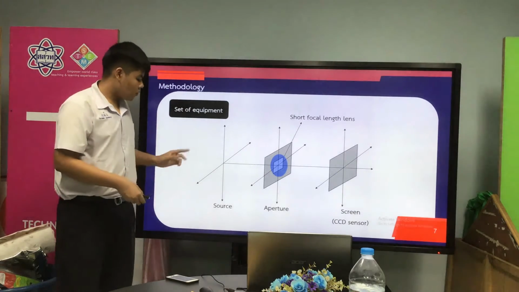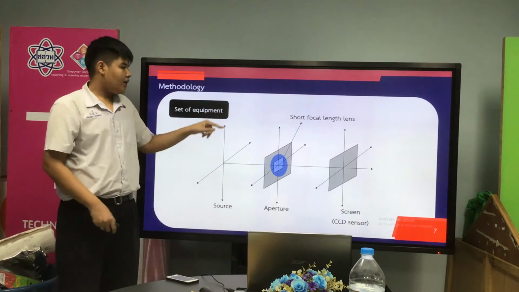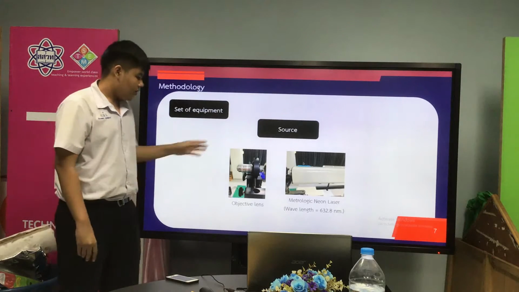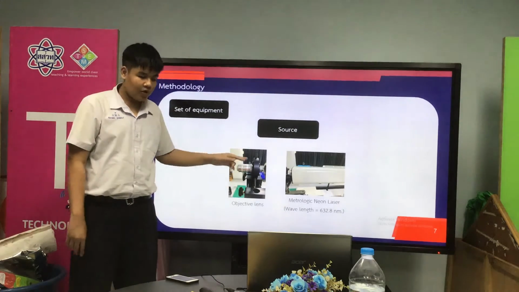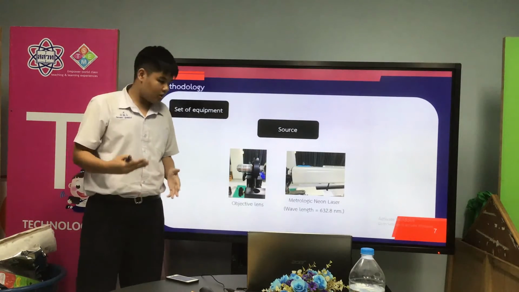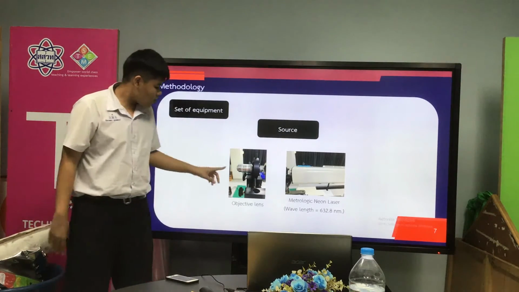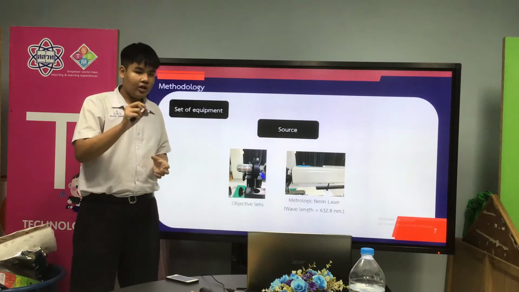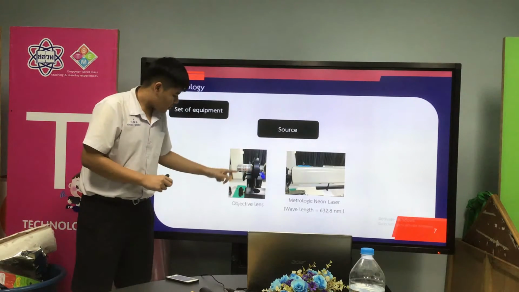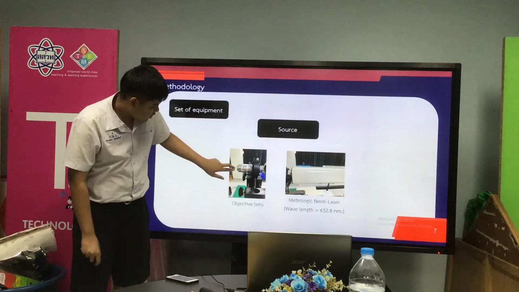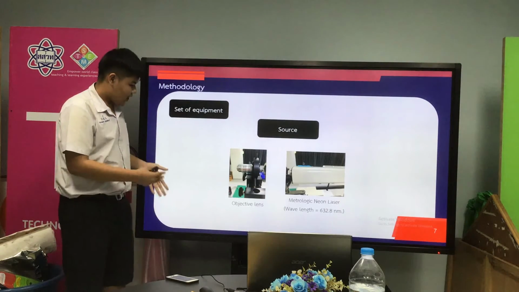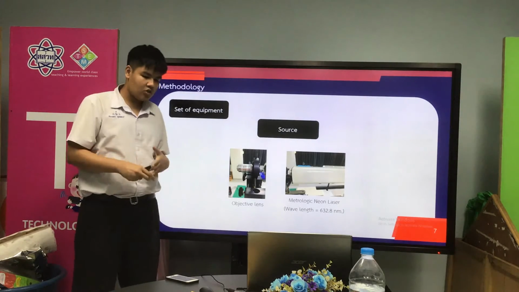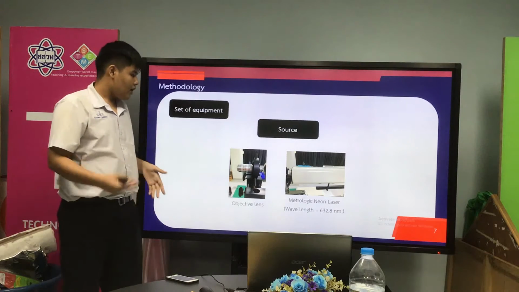Our set of equipment is composed of the source, aperture, screen, and a short focal length lens. First is the source, composed of the objective lens of a microscope and a laser whose wavelength lambda we know and can control. I use the objective lens of the microscope because the light that comes from the laser is a point, but when it travels through the objective lens, it increases the area of the light, so it covers the area on the aperture, which makes it easy to achieve the condition that I have considered.